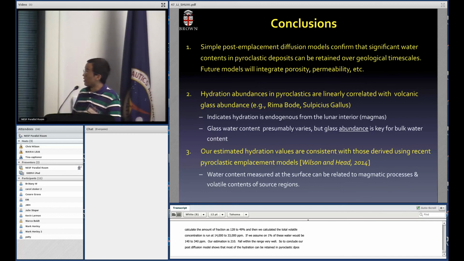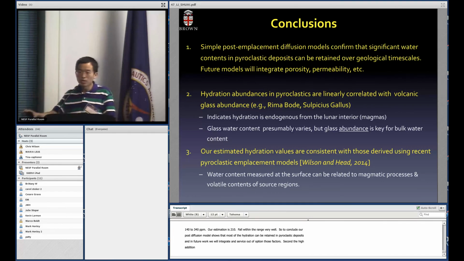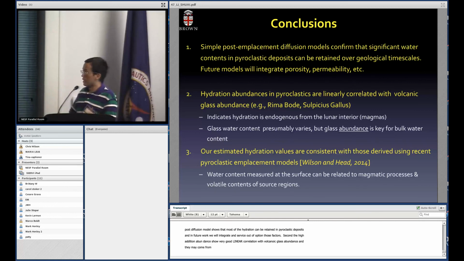Second, the hydration abundance in pyroclastic deposits shows a very good linear correlation with volcanic glass abundance. This may tell us this hydration may come from the lunar interior along with the glasses. And also, the glass abundance is the dominant factor controlling the bulk hydration level in lunar pyroclastic deposits.